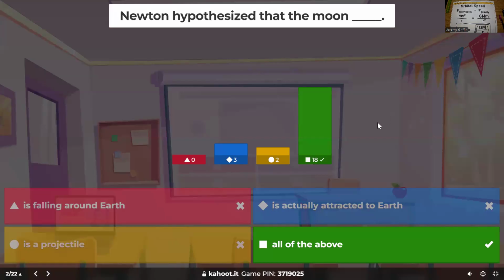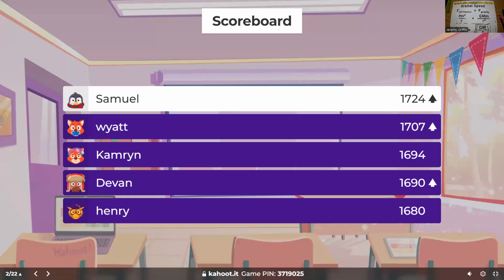Yeah, there you go. All those. Right, is falling around Earth, is attracted to the Earth. It's a projectile that's just falling around the Earth. There you go. All those are true. Figured that one out. Yeah. So hey, if you take that apple and threw it to the side fast enough.